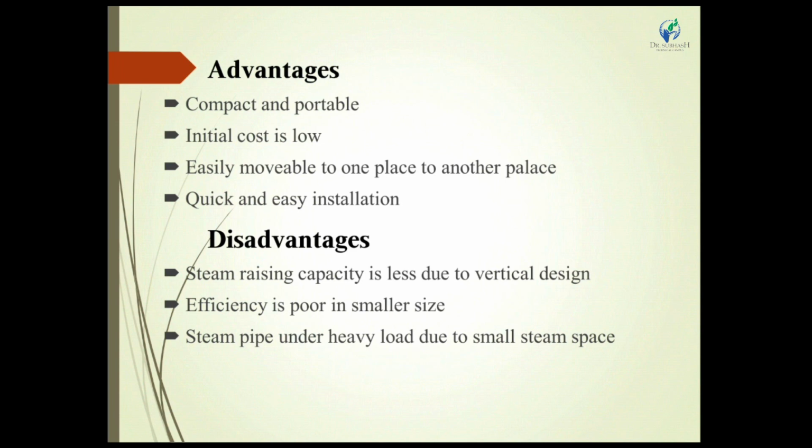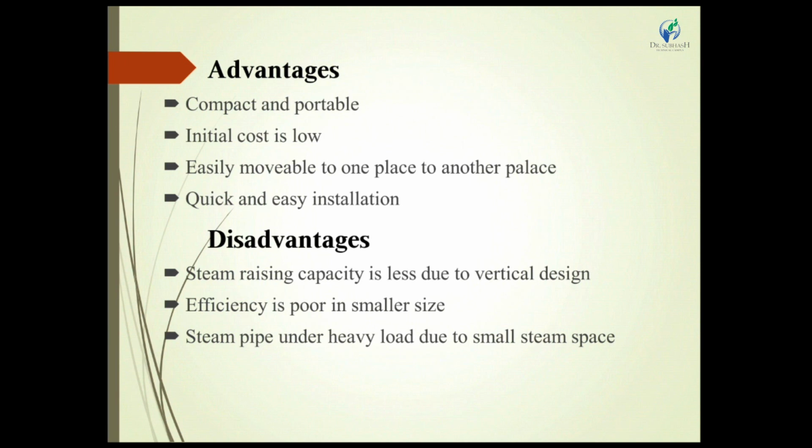Disadvantages of the Cochran boiler: steam raising capacity is less due to the vertical design. In a vertical design with natural draft, there is a limited number of fire tubes or water tubes available, so most of the heat is rejected due to the vertical design. So the steam generation capacity is also less. Efficiency is poor in smaller sizes. If you use a Cochran boiler in a small size, the efficiency is very low.